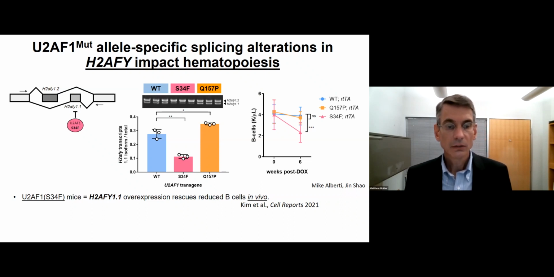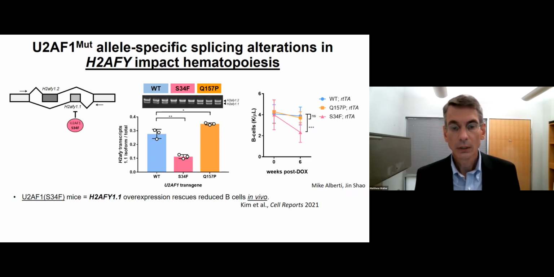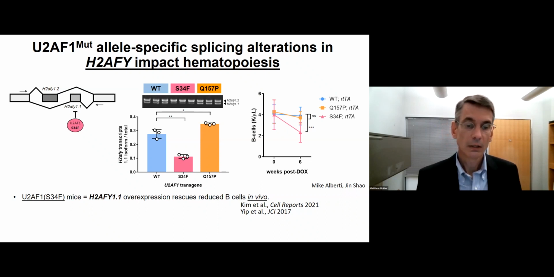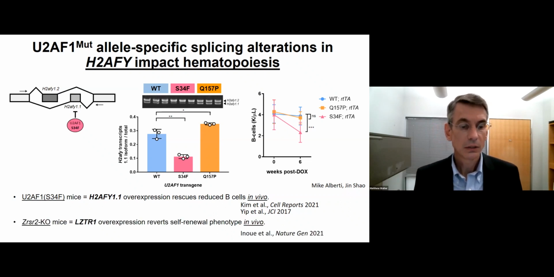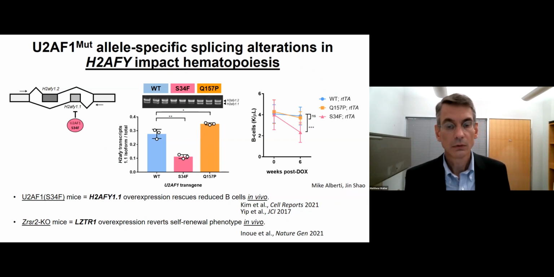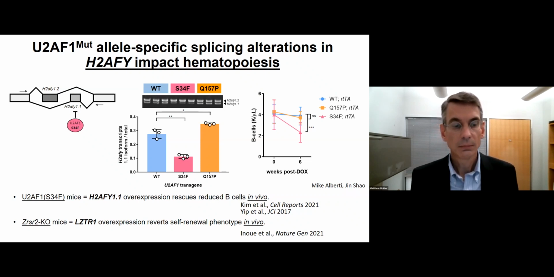Now, the same isoform, H2AFY 1.1, was also overexpressed in MDS cells and shown to increase erythroid differentiation, again nominating this as an important target that does alter hematopoiesis. This critical approach of re-expressing variants to try and rescue phenotypes in vivo was also shown recently with LZTR1 overexpression, which can revert a self-renewal phenotype in vivo in ZRSR2 knockout mice.